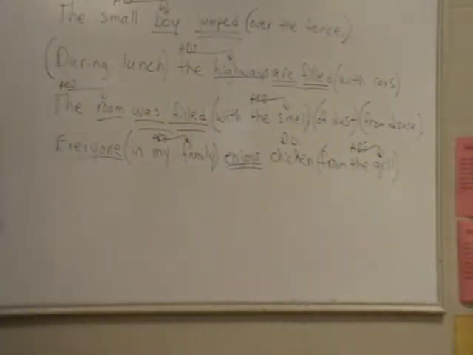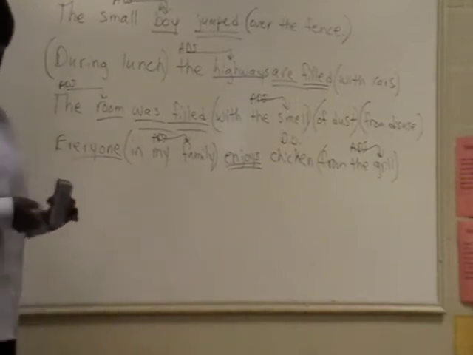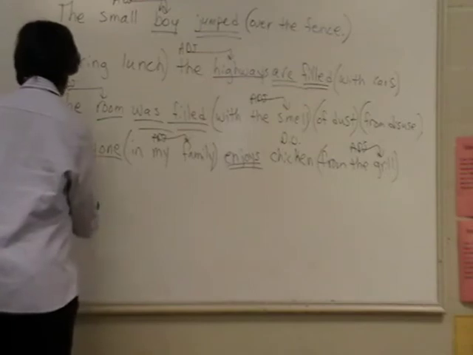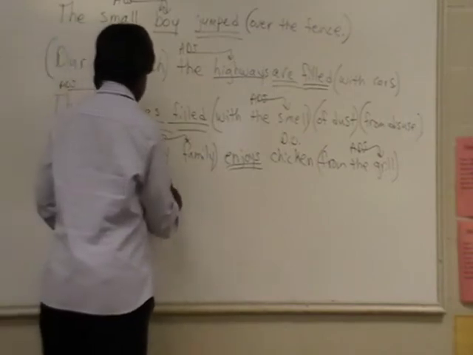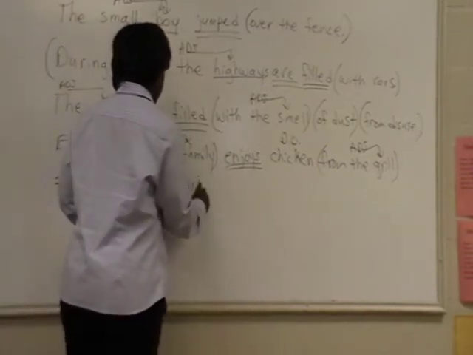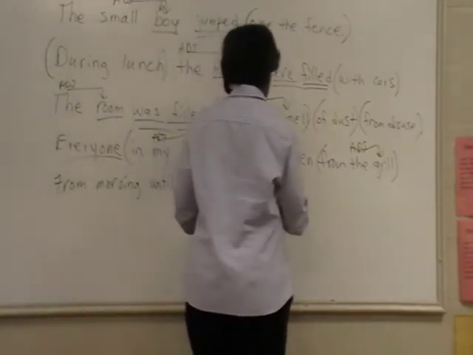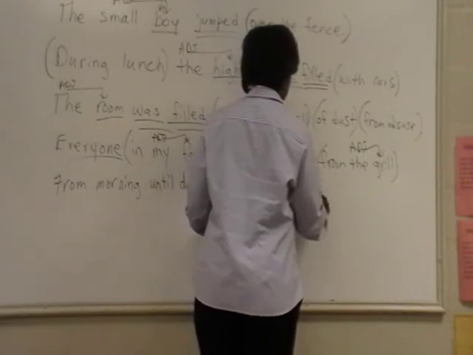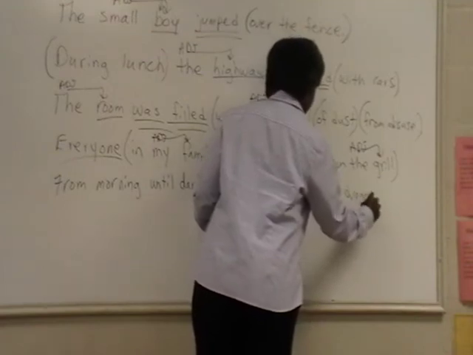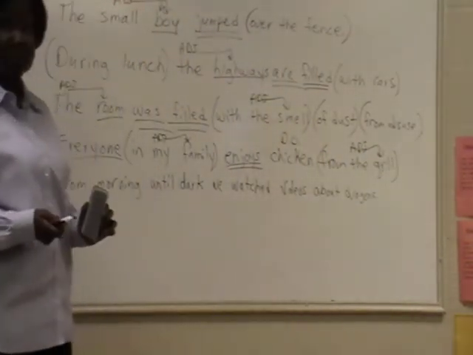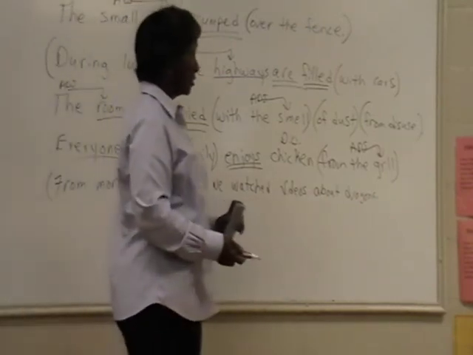And the last sentence today is: From morning until dark, we watched videos about dragons. From morning until dark, we watched videos about dragons. Do you have any prepositional phrases? From morning until dark. About dragons.